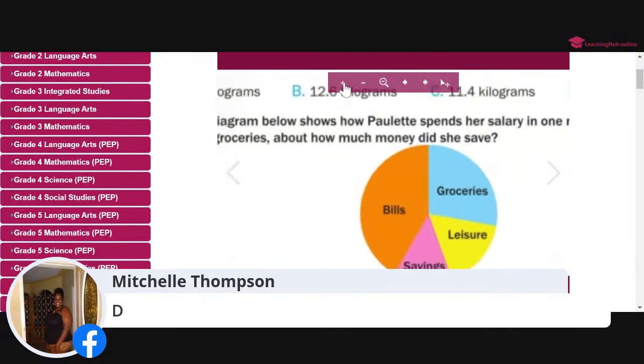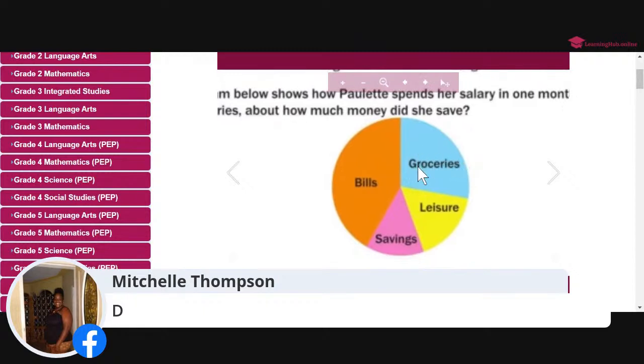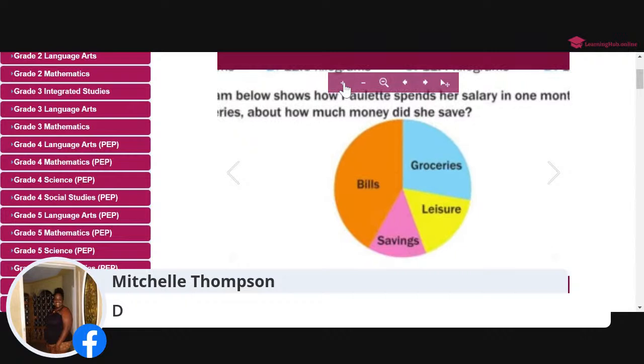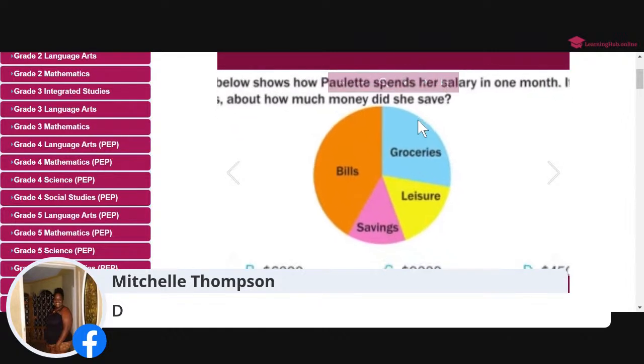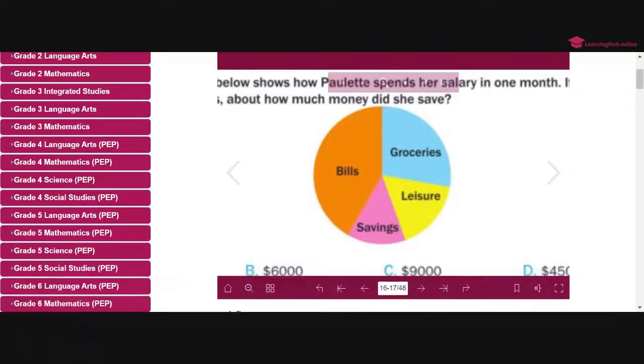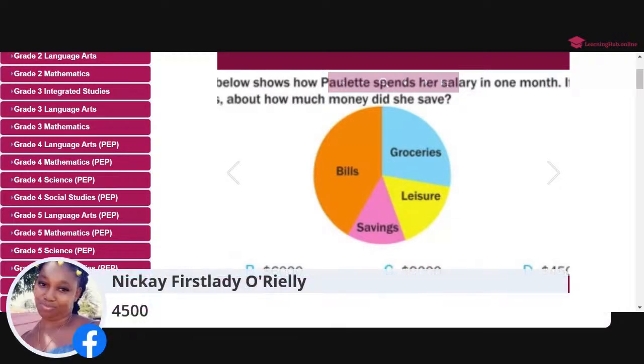So we're looking at groceries. She spent 9,000 on groceries. So how much money did she save? Look at that, guys. It's not making it come any bigger. All right, so $9,000 was spent on groceries. How much money did she save? All right, so First Lady is saying 4,500.